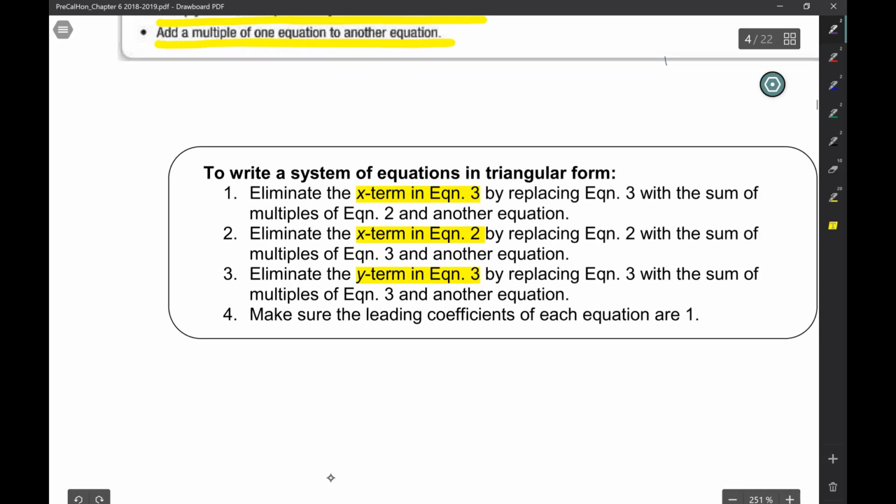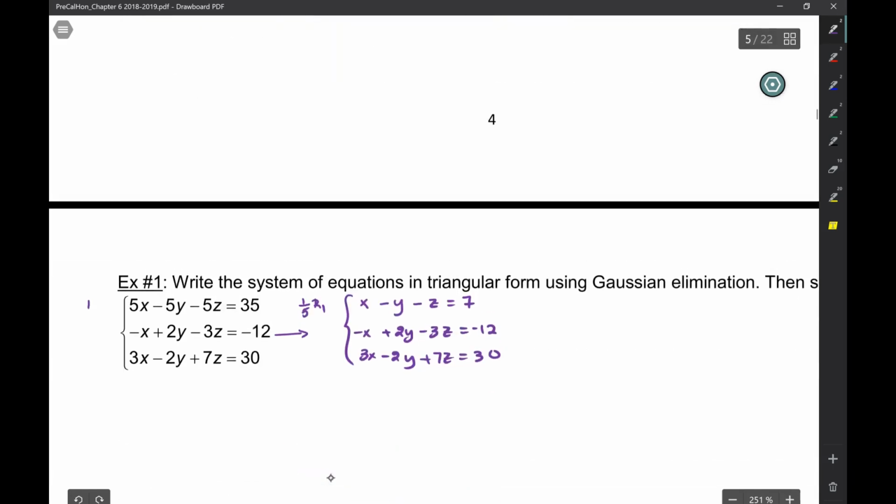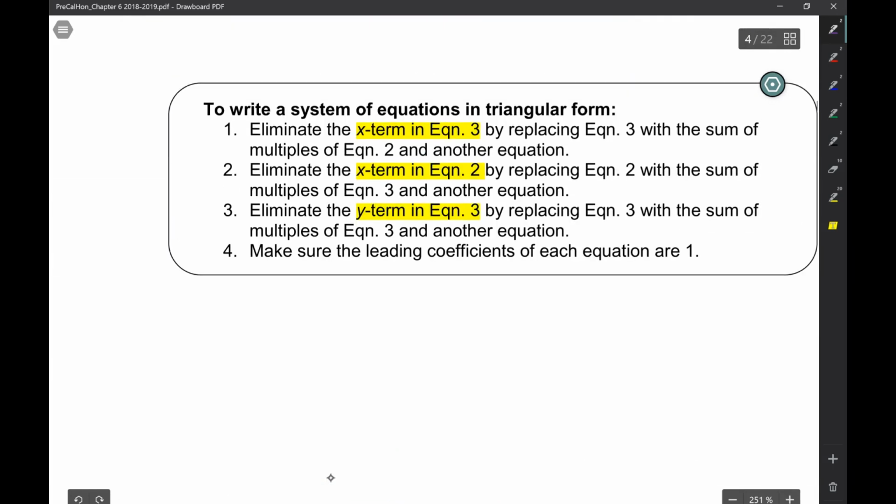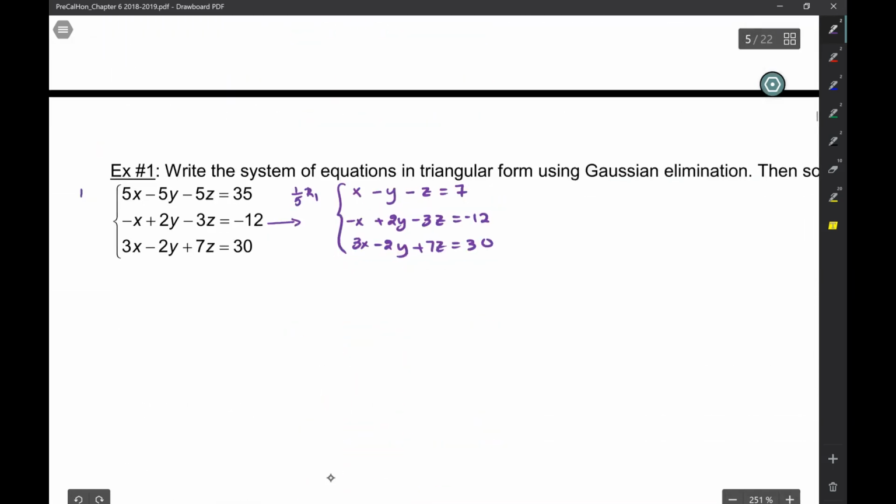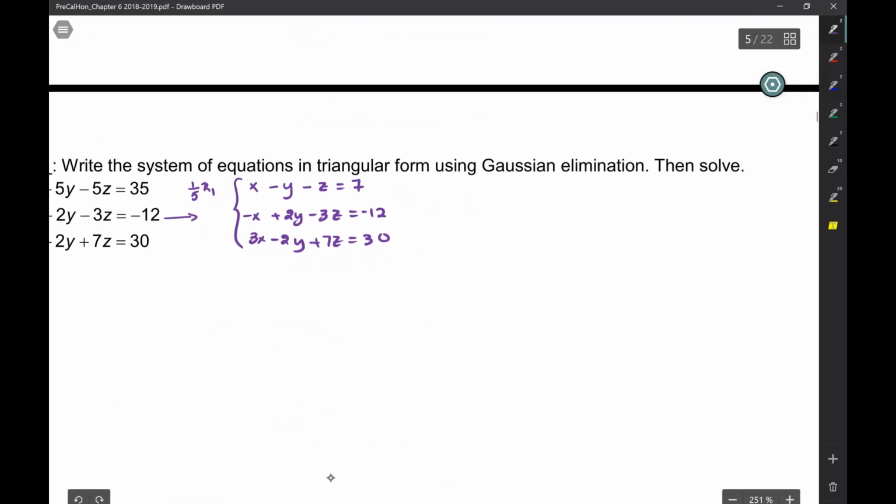So first, we're going to eliminate the x term in equation 3, this 3x. How are we going to do that? By replacing equation 3 with the sum of multiples of equation 2 and another equation. I know it sounds a little confusing, but here's what we're going to do. Okay, so this is what I want to get rid of, right? Now, look at this column of x's. How can I make the 3x go away?